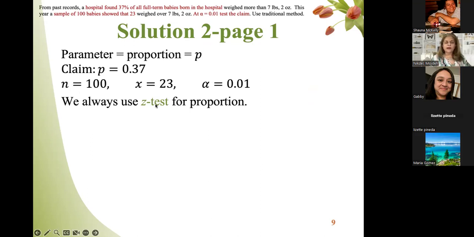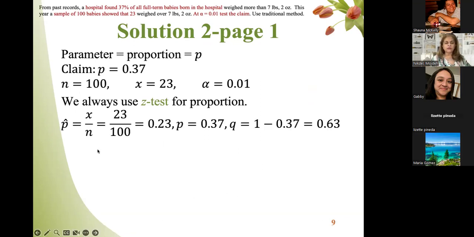I'm going to find my p hat because I need it in the test value formula. P hat is x over n, 23 over 100, 0.23. P was given to me at the beginning and is my claim, 0.37. Q, which is the complement of P, is 1 minus 0.37, 0.63.